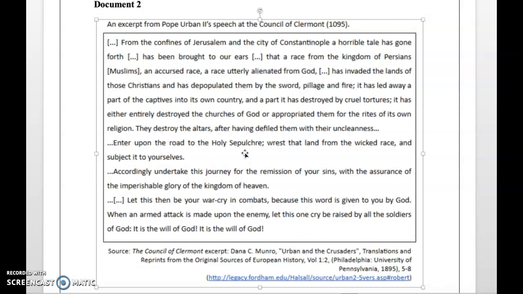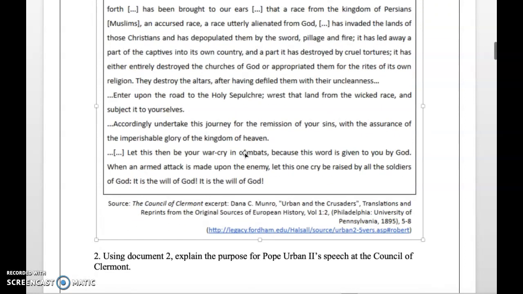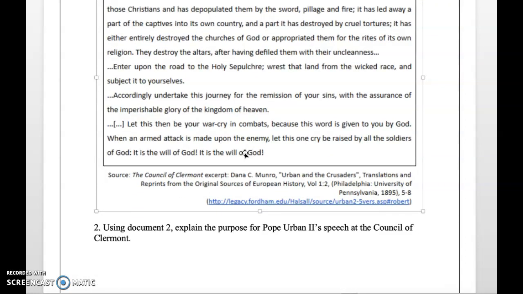So he is the leader of the Catholic world. He is slightly nervous about what's going on. Remember that they think they have a stake in the Holy Land, and they're worried about the Islamic religion. So why is he giving this speech? What is he trying to do? What is he trying to get the people to do? And what is he using in order to convince the people to do that?